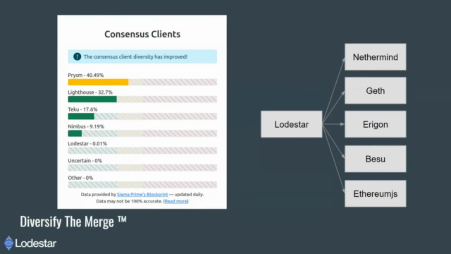We need to make sure that more and more people use minority clients, and you can do your bit by running Lodestar against any of these clients using any of the combos. We work well with Nethermind, Geth, Besu, Ethereum JS, and Erigon as well. So choose any of the clients. If you find any problems, you can always come to our Discord, and we will be very happy to help you out and make sure that our client works well with all of these other clients.